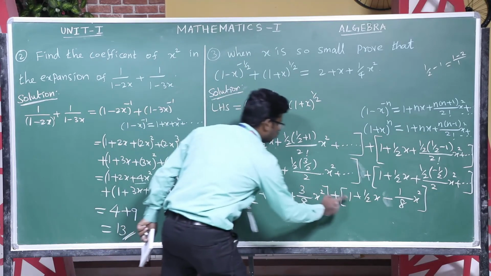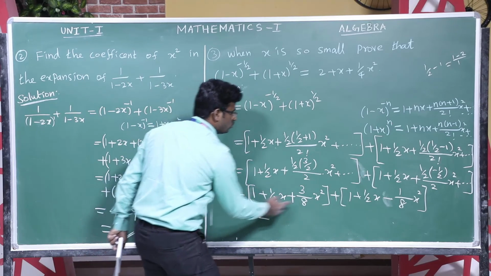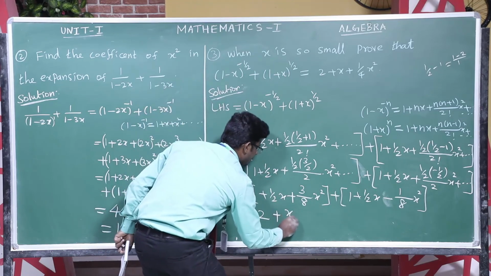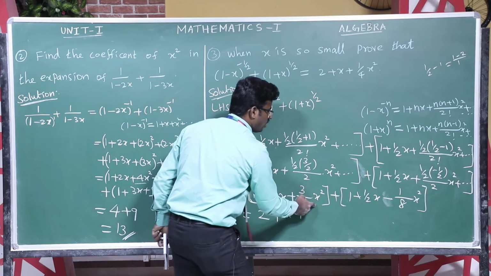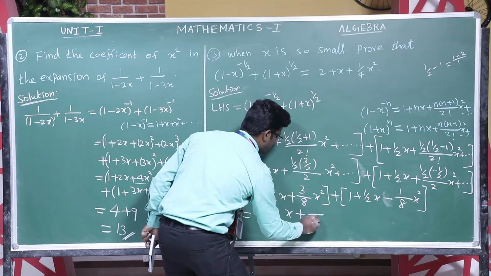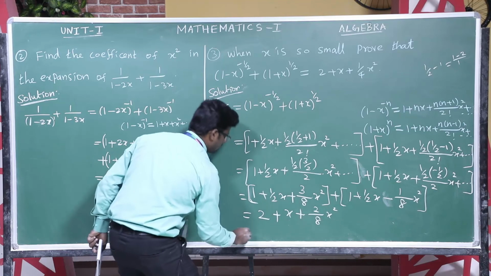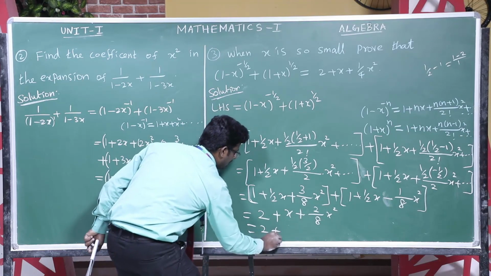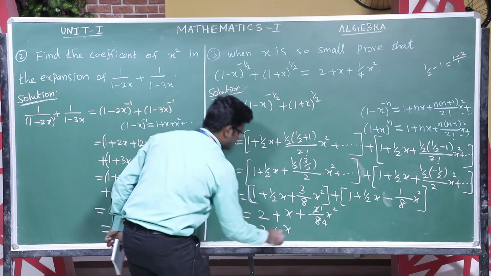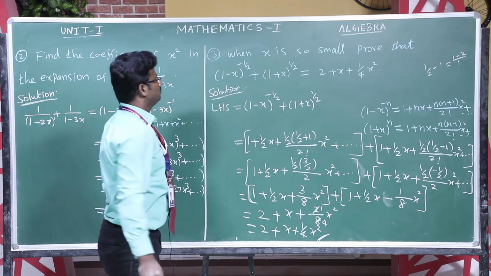See, 1 plus 1 is the constant term, that is 2. Then in the x term, 1 by 2 x plus 1 by 2 x, half x plus half x is 1 x, that is x, plus 3 by 8 x square minus 1 by 8 x square, that is with denominator 8 common, 3 minus 1 is 2, so 2 by 8 x square. Therefore the final answer is 2 plus x plus, cancelling, 1 by 4 x square. This is the right hand side. That's all.